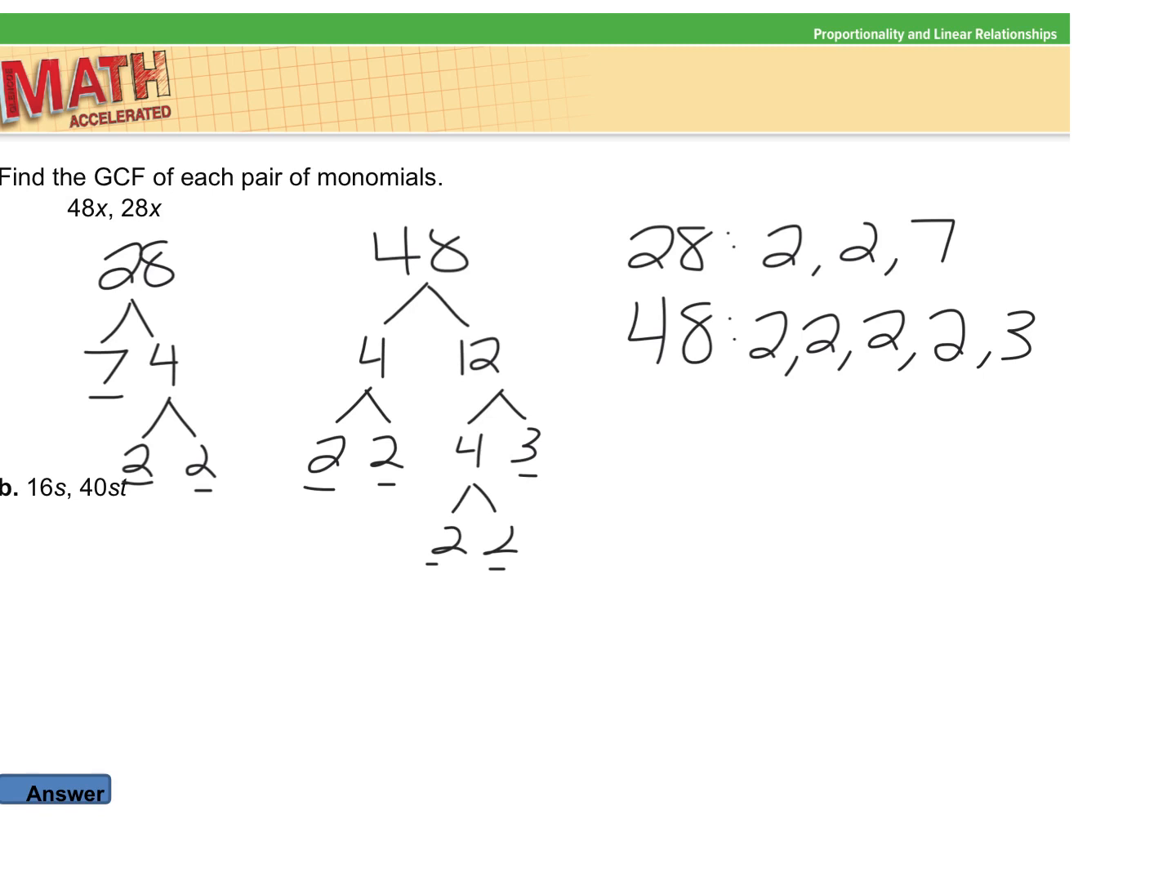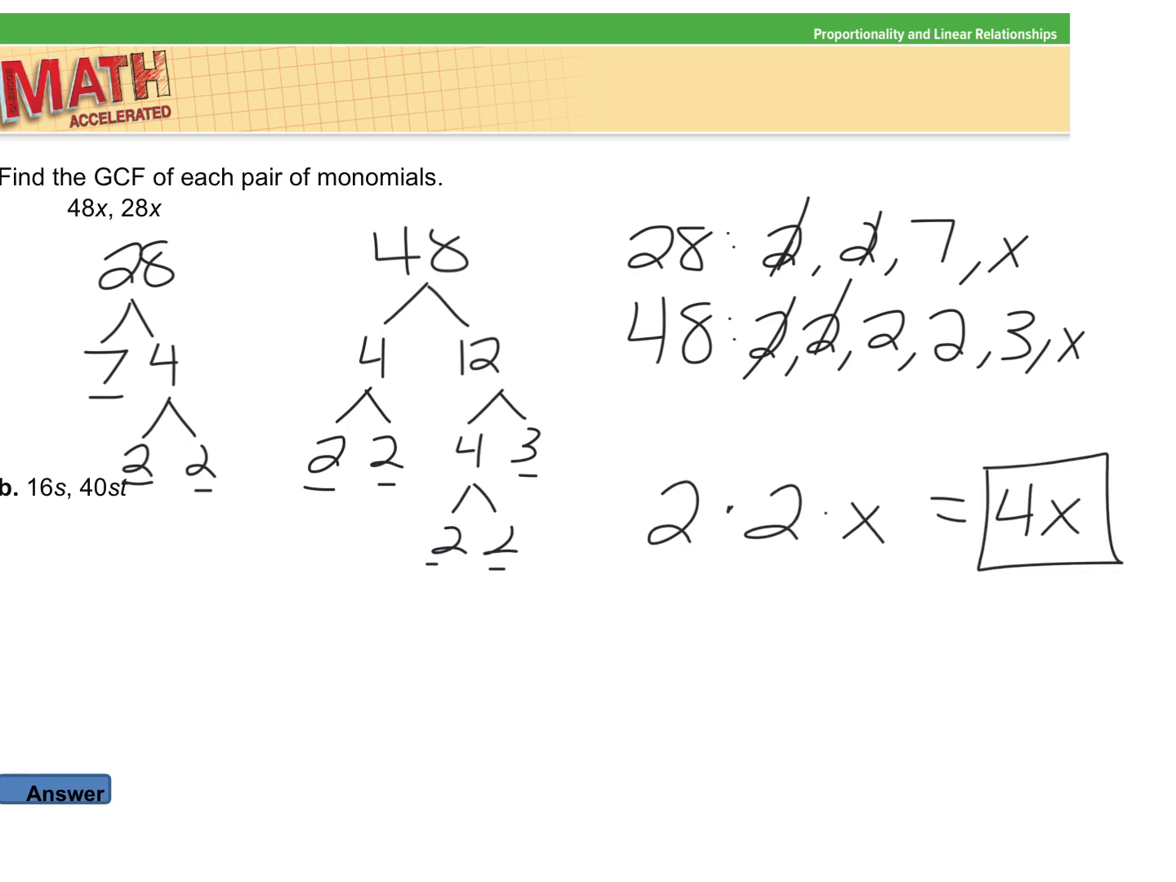Common numbers, right? Do they both have 2? Yep, so 2 is in our final answer. What else we got? 2. Another 2? And that's all. That's it, right? 2 times 2? 4. What are we missing? X. X, right? They both have X in common. So if we multiply those together, we get 4X. You got it. Nice job.